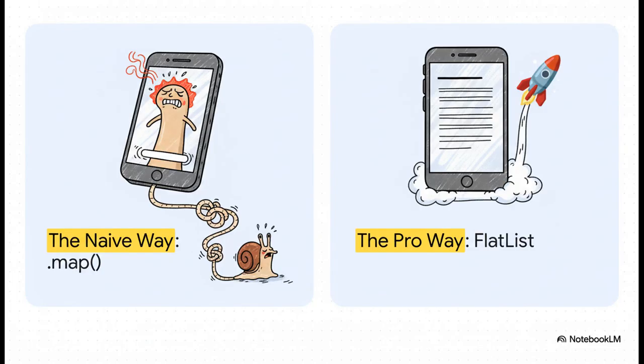Now look, if you're just getting started, your first instinct might be to reach for scroll view and just map over that giant array. And you know what? For a list of 10, maybe 20 items, you can get away with that. But for 10,000, no way. That's what we call the naive way, and it will absolutely crush your app's performance. The pro way, the way we're going to master today, is using a component that was built from the ground up for this exact job: the flat list.